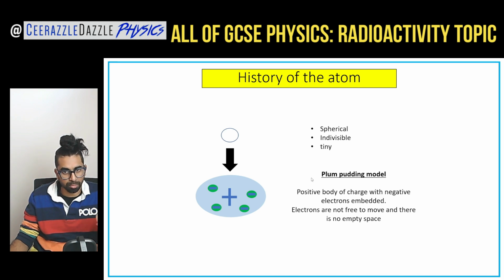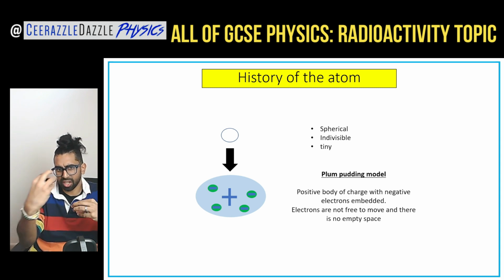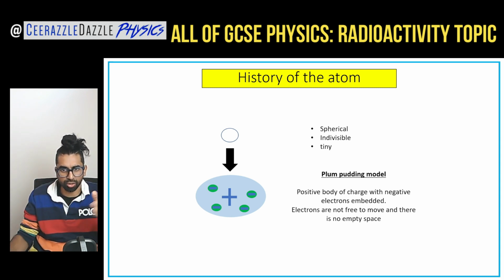Yes, that's the whole point. It's a plum pudding model. Some kids don't like that. You can think about it as a chocolate chip cookie, and the electrons are like the chips which are embedded within the cookie. It's the same idea, but it's a giant positive charge and there are negatively charged electrons embedded. There is no free space in this and the electrons are not free to move.